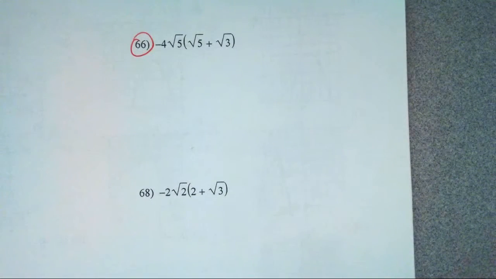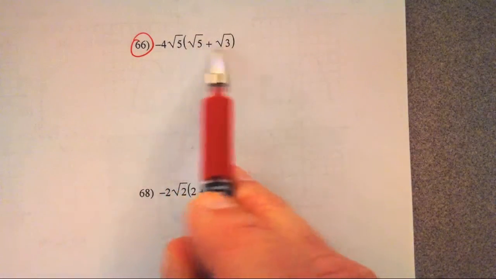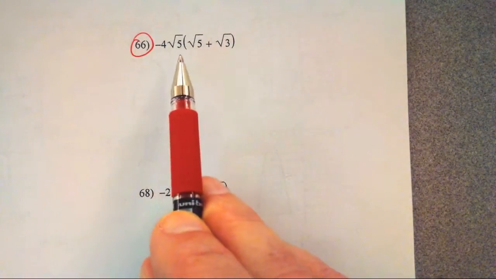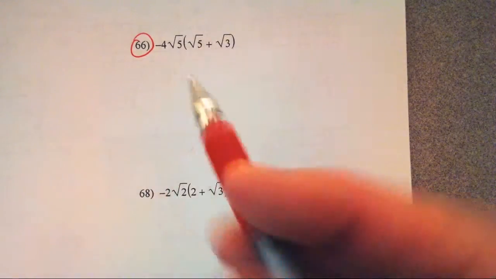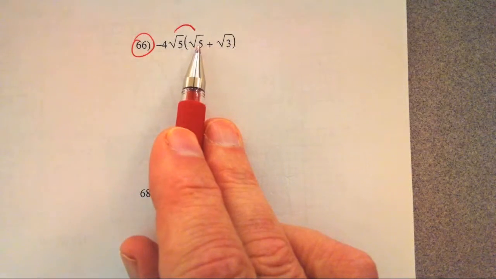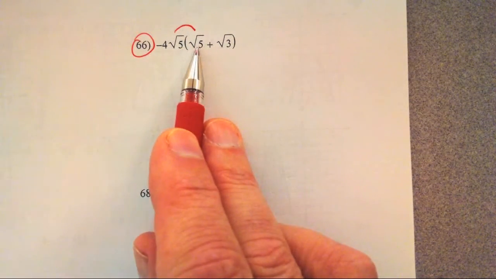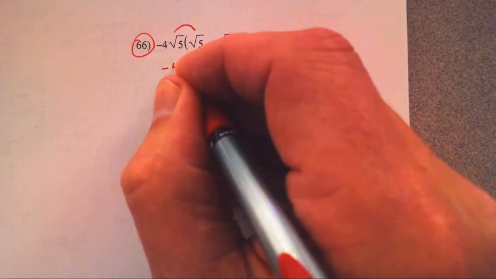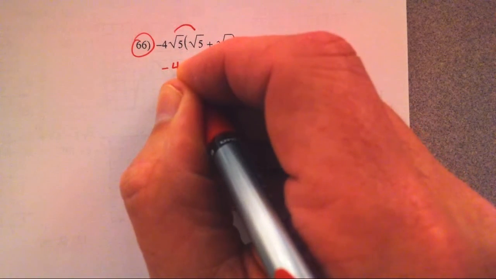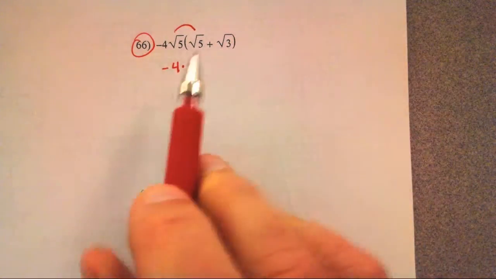66. I would break any of these down first, maybe if I could. Maybe I'd do any jailbreaking, but there is no jailbreaking. So this is negative 4 root 5 times root 5. But what is root 5 times root 5? 5. You could do this in one step, but I'm just going to say this is negative 4 either times root 25 or just times 5.